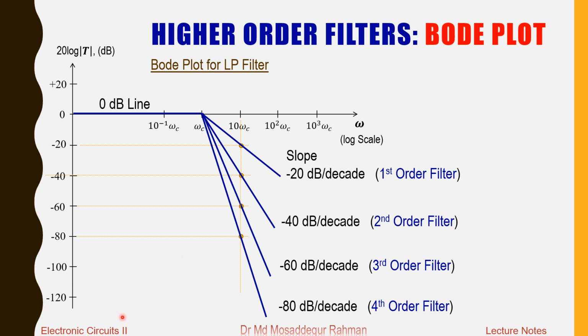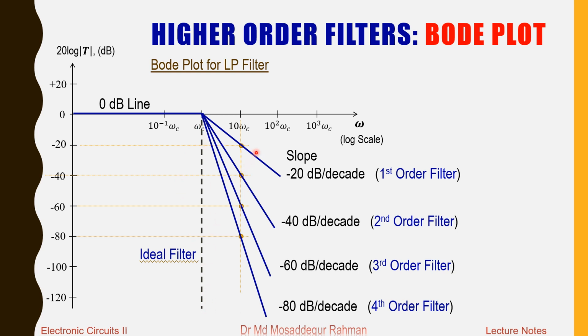And then you see this dashed line here, which shows a steep fall in gain. That is for the ideal filter, an abrupt or sudden fall in gain. So for the ideal filter, there is an abrupt transition from pass band to stop band. In the stop band, the gain is 0, so it will fall sharply, abruptly.